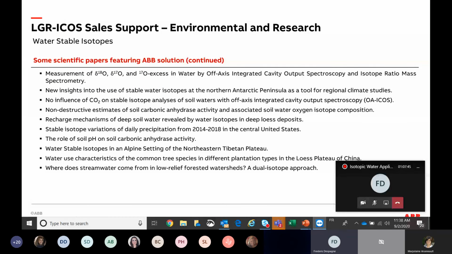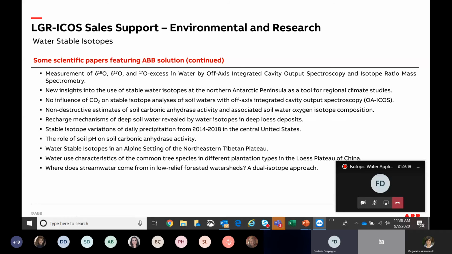Again, it's not an exhaustive list. Those are just examples of some of our customers who have been using the ABB LGR instruments for hydrologic applications. And all the articles listed in this presentation can be made available upon request if you contact one of us. There are more articles than the ones we listed here which have been published, but those are the ones for which we have a copy and can share with you.